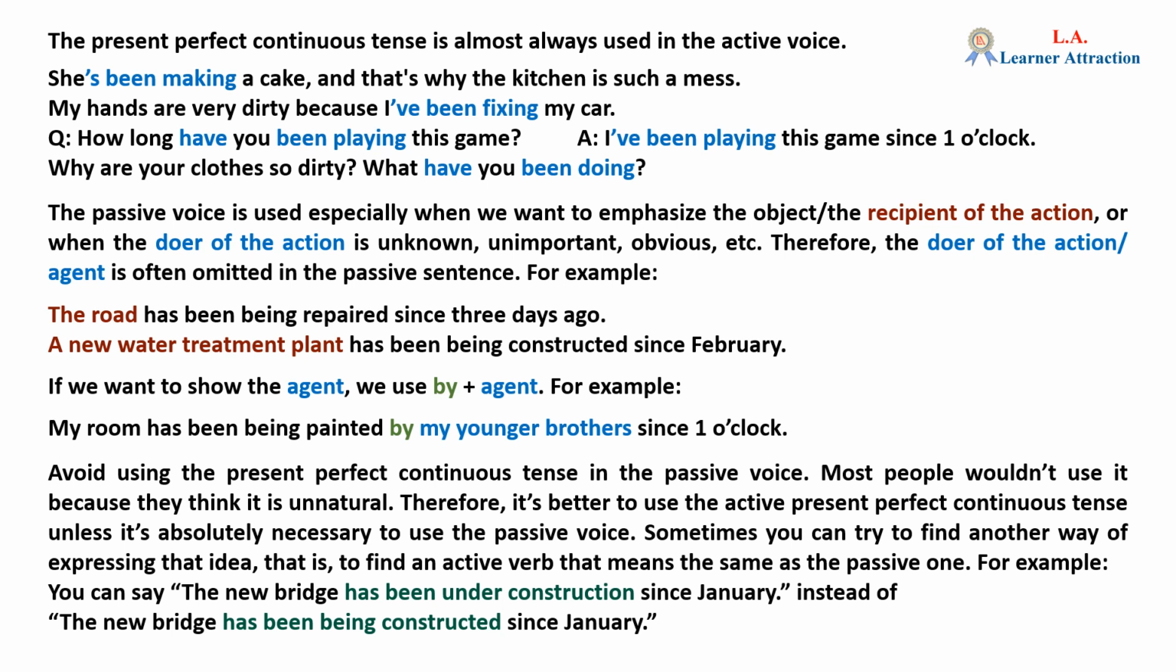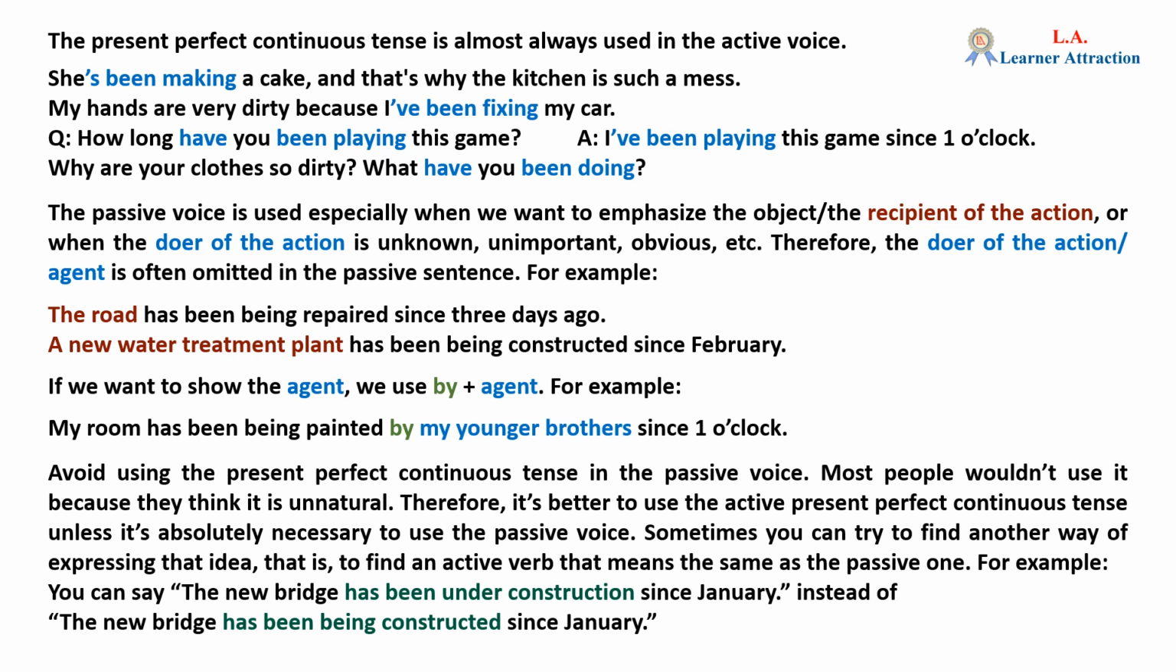If we want to show the agent, we use by, plus the agent. For example, my room has been being painted by my younger brothers since 1 o'clock. Avoid using the present perfect continuous tense in the passive voice. Most people wouldn't use it because they think it is unnatural. Therefore, it's better to use the active present perfect continuous tense, unless it's absolutely necessary to use the passive voice.